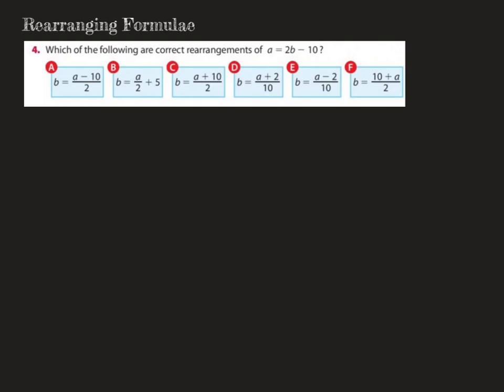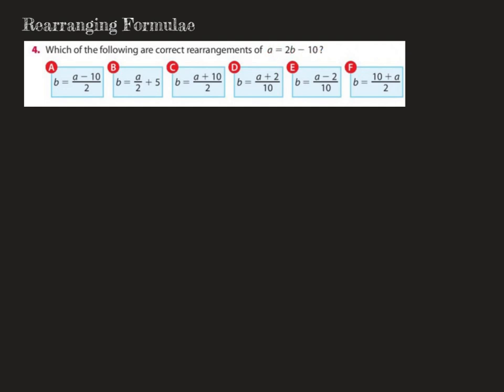So we'll just start with this one here. Which of the following are the correct arrangements of A equals 2B minus 10? Okay, so we know that there's many different arrangements you can have. So we're just going to rearrange these and see. We can see that each of these have B equals. So what I'm going to do is rearrange this to B equals.